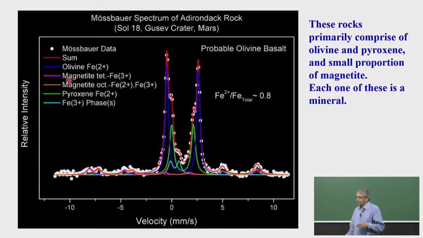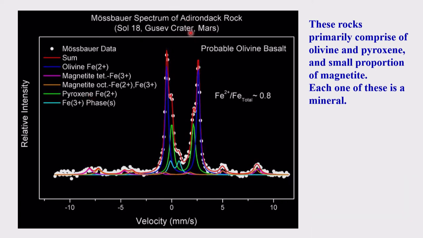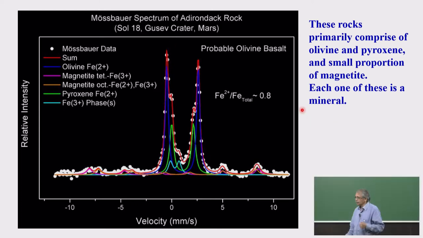So you can get magnetite, olivine, pyroxene separately. These are all different kinds of ores, basically minerals. So this mineral combination is a kind of composite. You have a composite in this rock, which has all these minerals in it, and Mossbauer is able to identify the ratio between each of these. What extent of magnetite, what extent of olivine, pyroxene, all these can be identified from this.